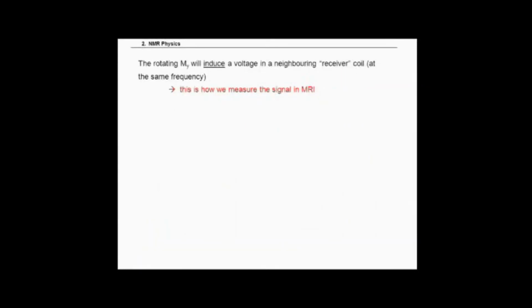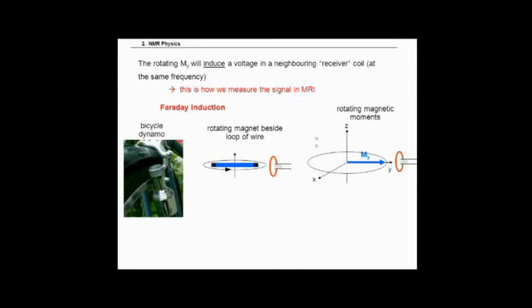Now, because our vector M0, which we now call My because it's in the XY plane, it will actually induce a voltage in a neighbouring receiver coil. And this is basically how we measure our signal in MRI. Now, this principle is called Faraday induction. It works on the same principle as a dynamo on a bicycle.